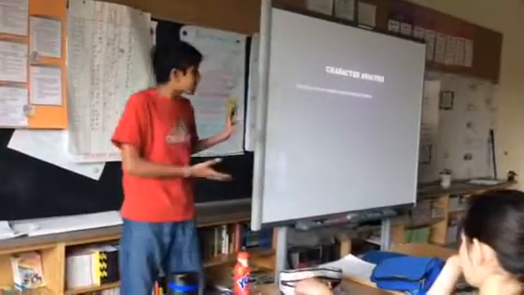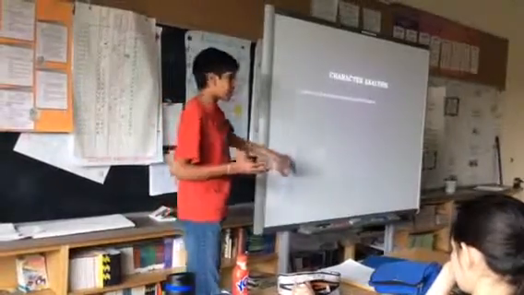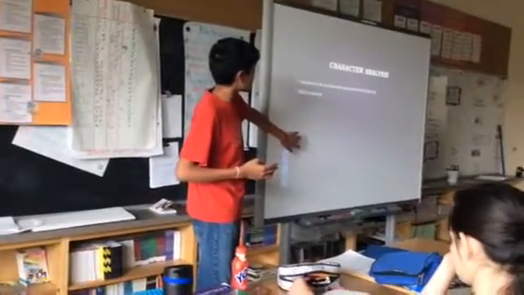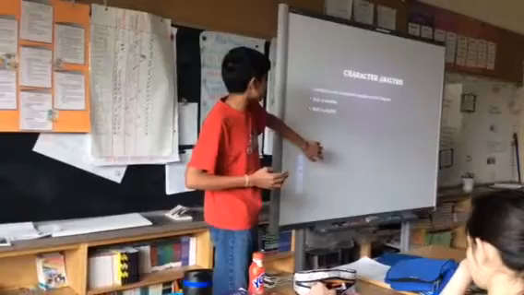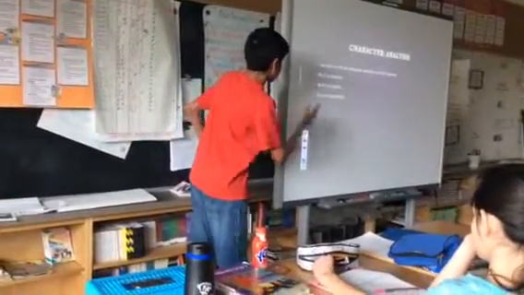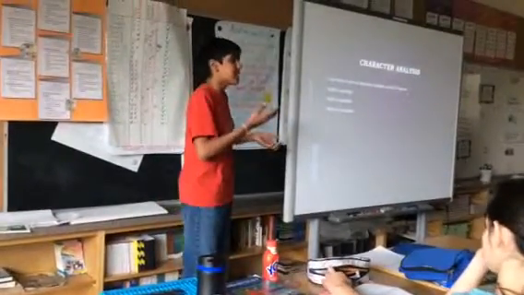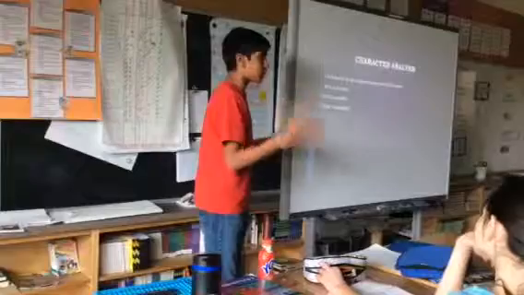I decided to do my character analysis on Moll Cutpurse. So the 3 character traits that I decided to give her was cunning, popular, and thoughtful. What have you done? There we go. Okay, so Moll is cunning because she uses all her knowledge to her advantage.